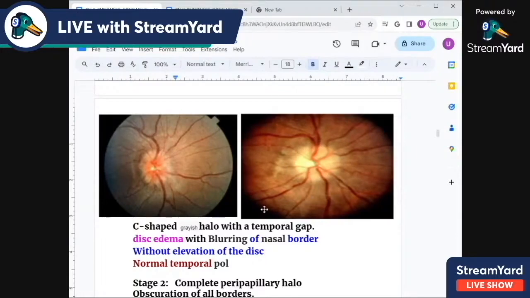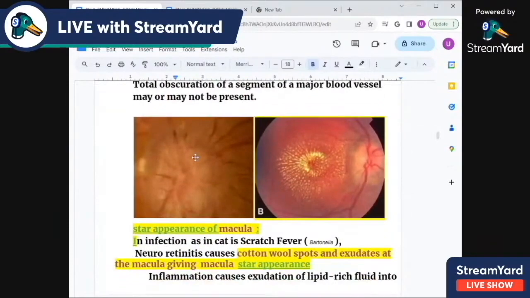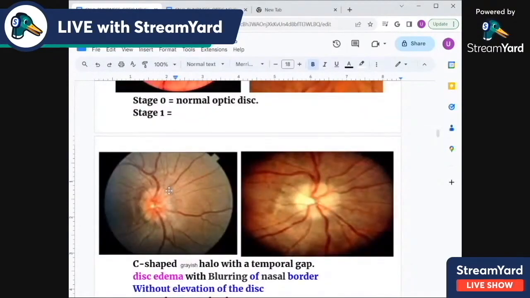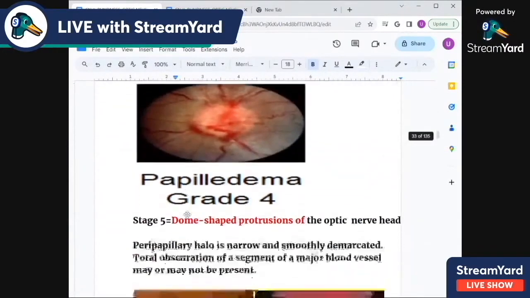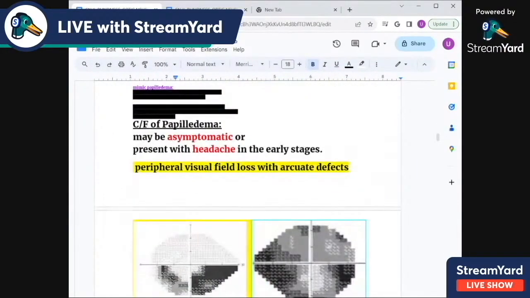Stage 3, there is obscuration of the blood vessels leaving the optic disc. Here, partial obscuration. Stage 4, complete obscuration of at least one blood vessel leaving the optic disc margin here, leaving that. And then we have the star appearance. Now, clinical features of the papilledema.